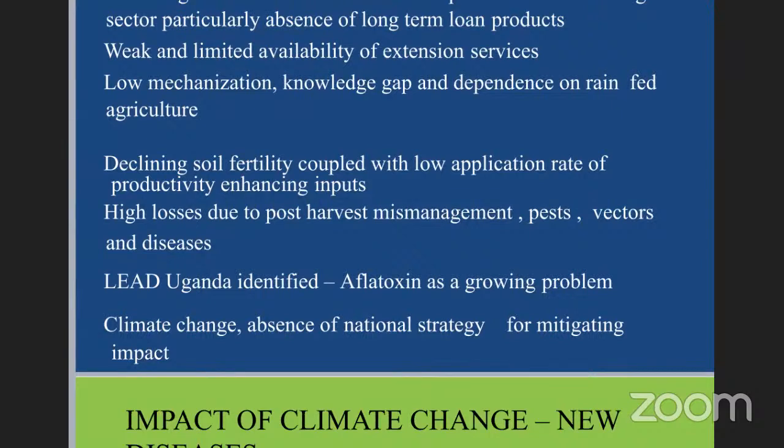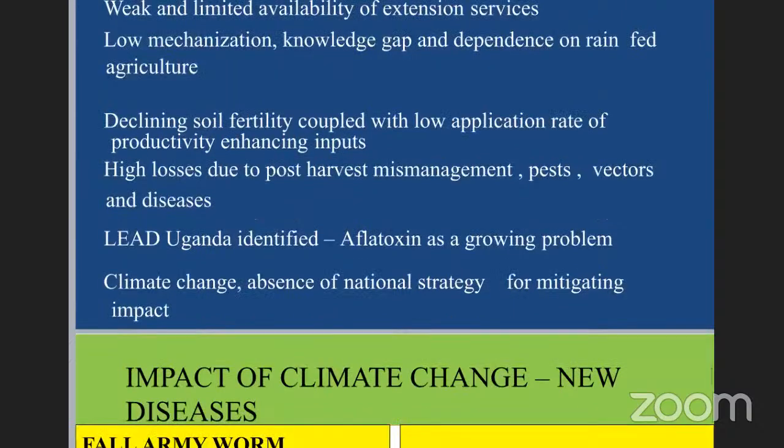Then high losses due to post-harvest mismanagement. And then, of course, pest vectors and diseases. Then this was something Lead Uganda identified, but all of you know what happened at the Kenya border. Aflatoxin is a growing problem, especially as the weather changes, then our crops will not dry in time. And if they don't use mechanical drying, aflatoxin continues to be a problem.